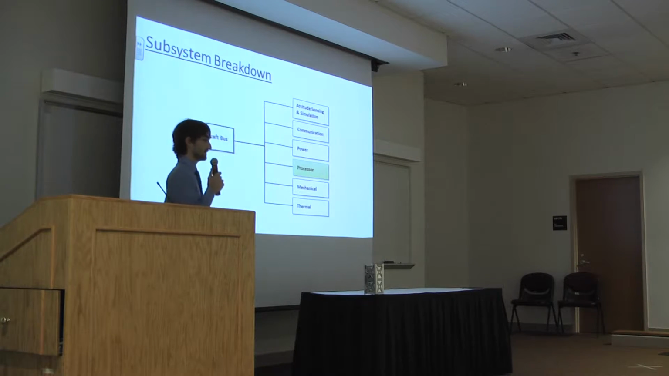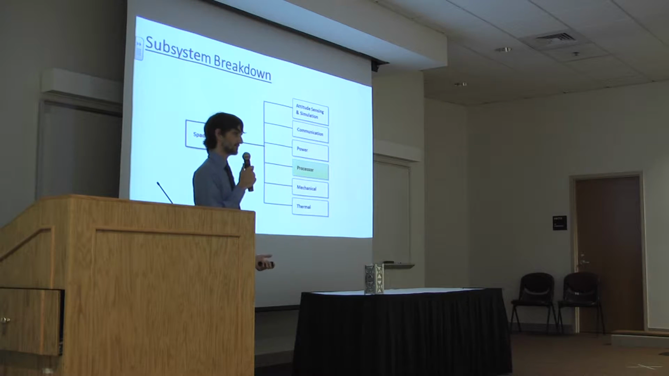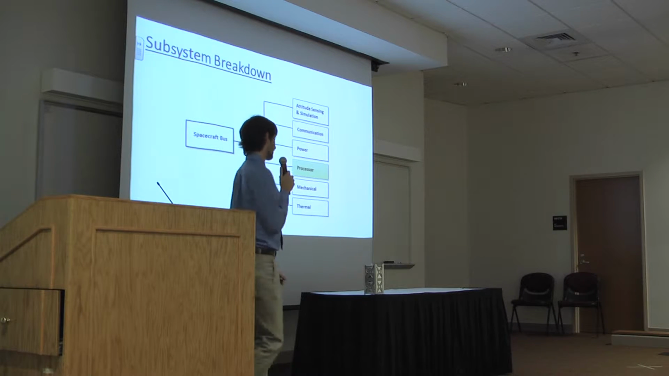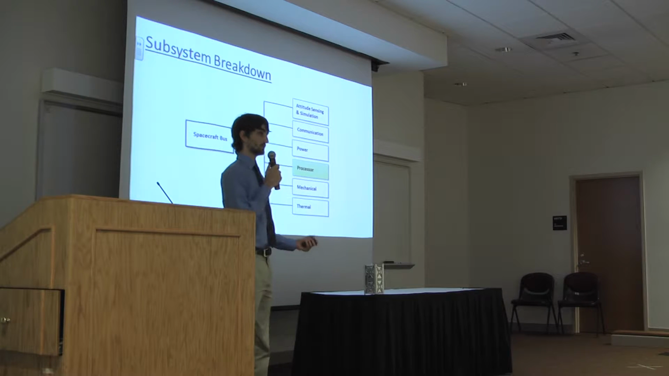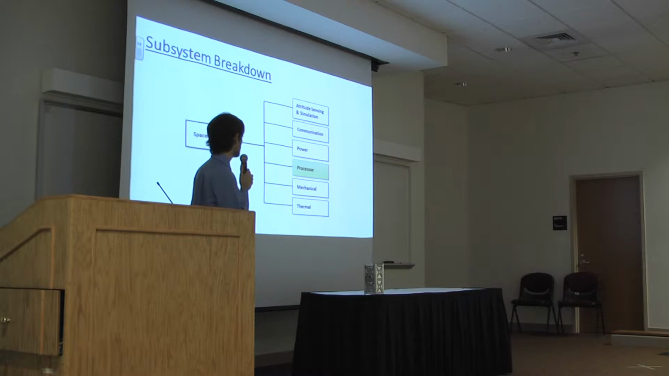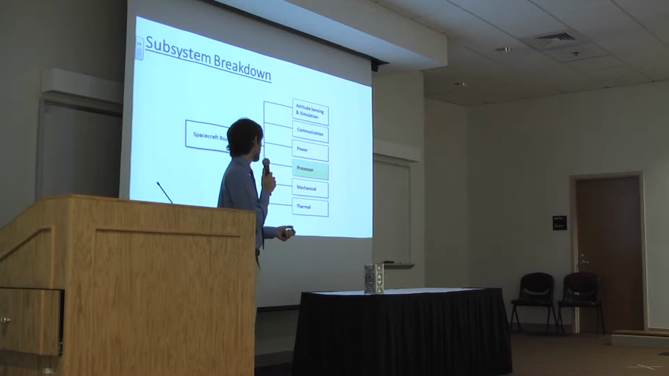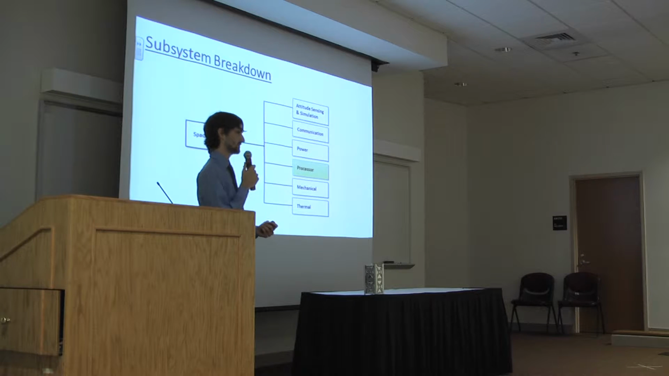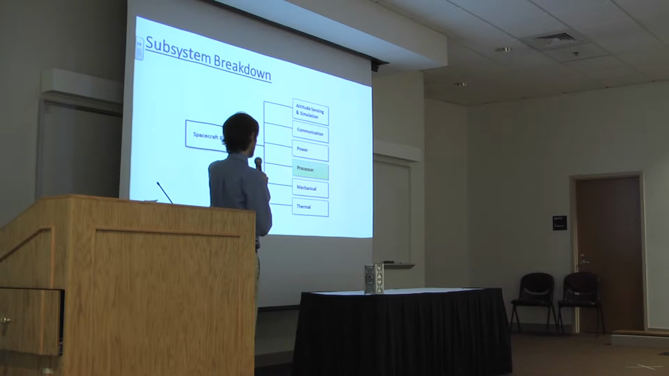This subsystem breakdown is a breakdown of the general subsystems that all CubeSats have. There are more subsystems, but these are the most general. So we have attitude sensing and simulation, a communications processor, a power system, a flight processor, the mechanical, and thermal. But for this senior design project, I will only be focusing on the flight processor.